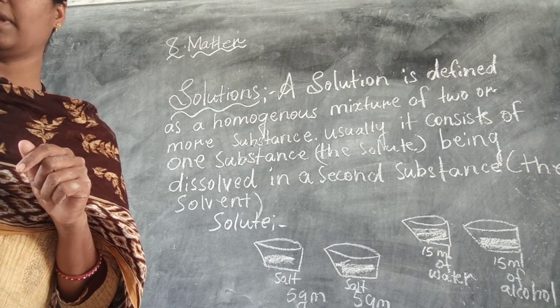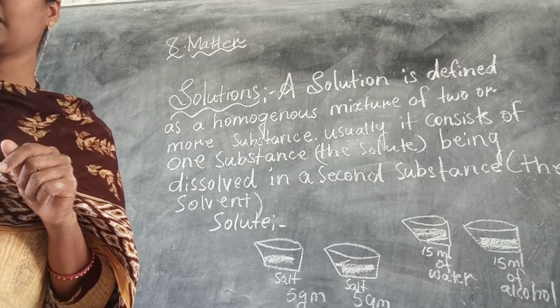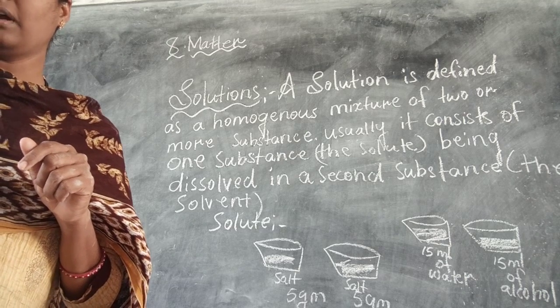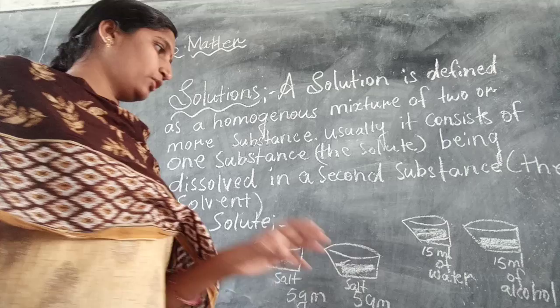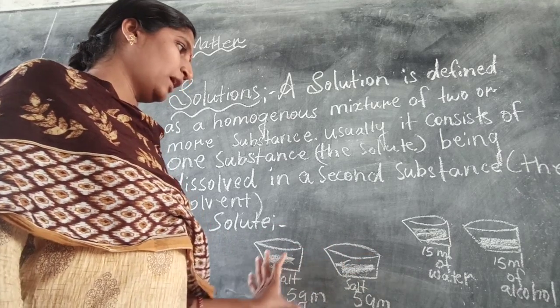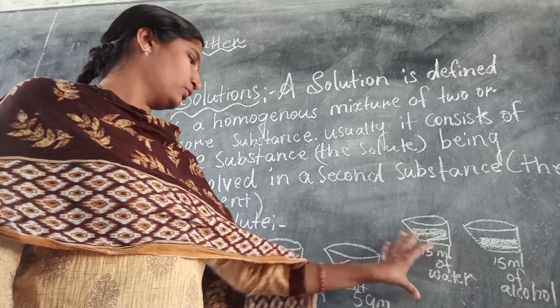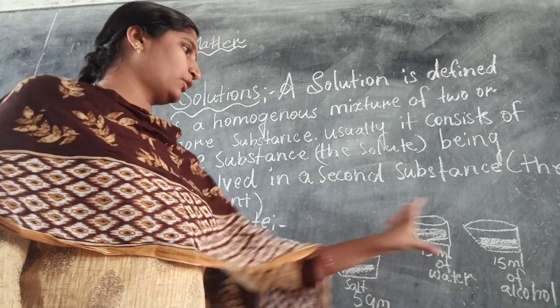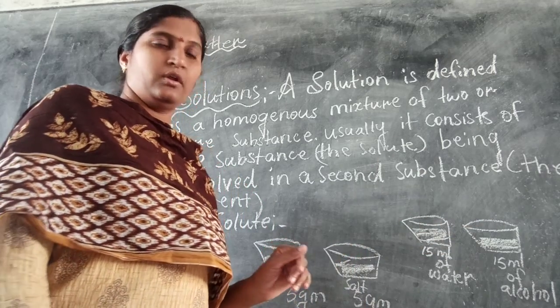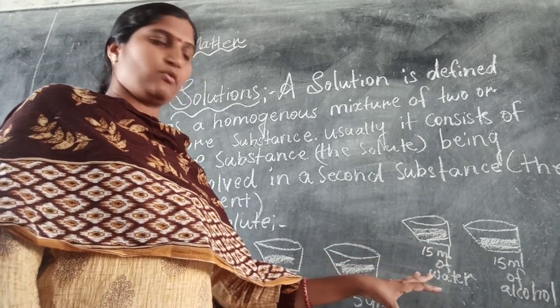Carefully pour out the water and alcohol from the cups and compare the amount of undissolved salt left in each cup. So what you have to do? One cup of salt you have to pour into the water. Another cup of salt you have to pour into the 15 ml of alcohol. After pouring it, next what you have to do?